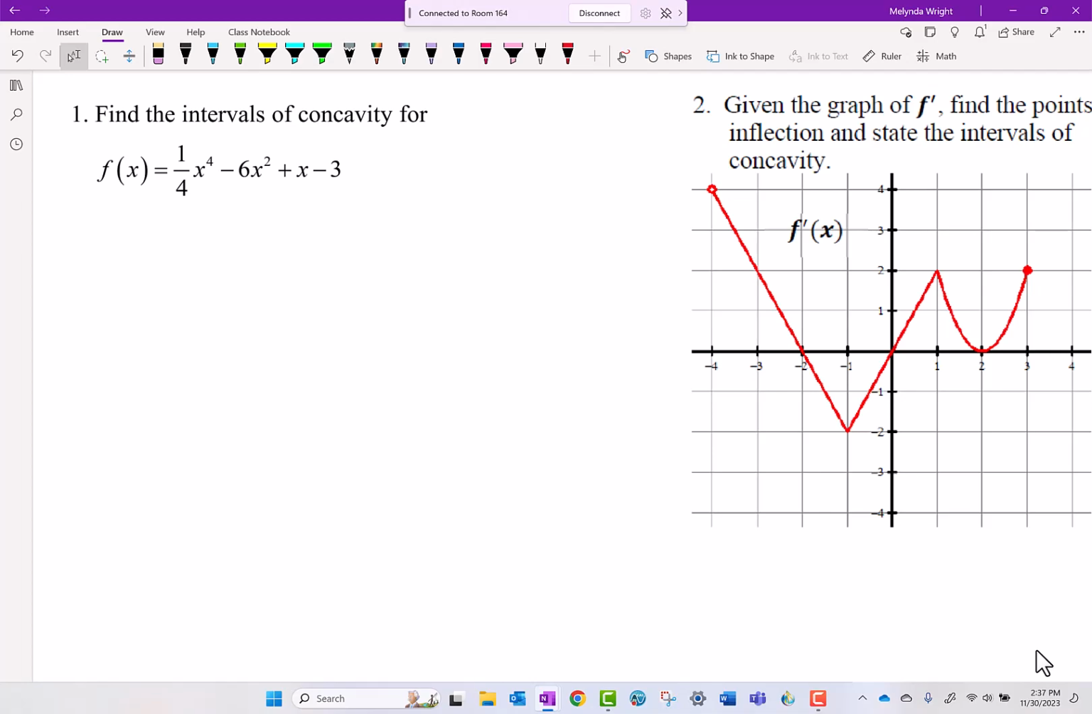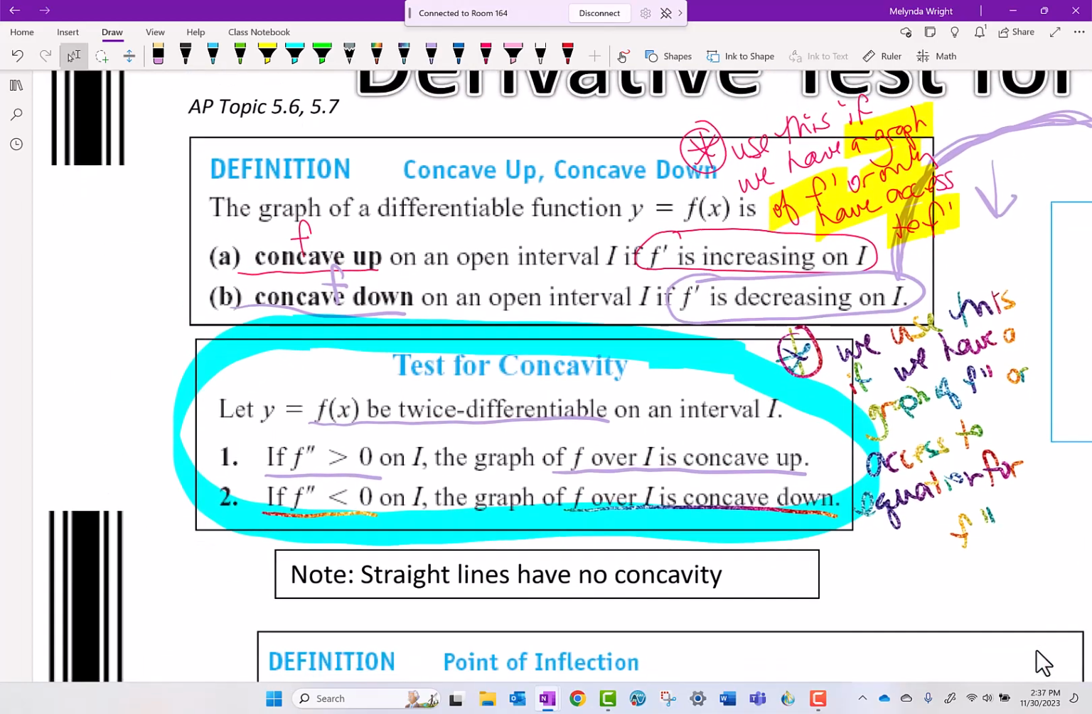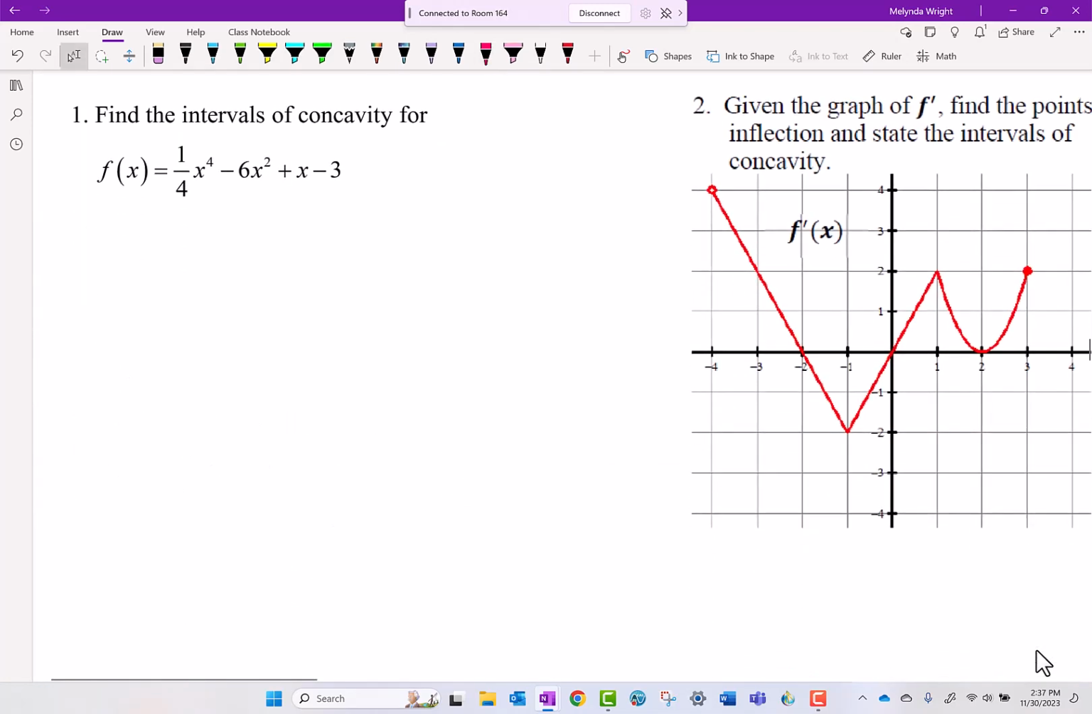I can either use the definition or the test. The definition would make me figure out whether f prime is increasing and decreasing, and I really don't want to do that with an equation. I would much prefer to look at the second derivative sign to determine what's going on. So that's what I'm going to do. It's not that I can't use the first one, it's just the second one would be easier.